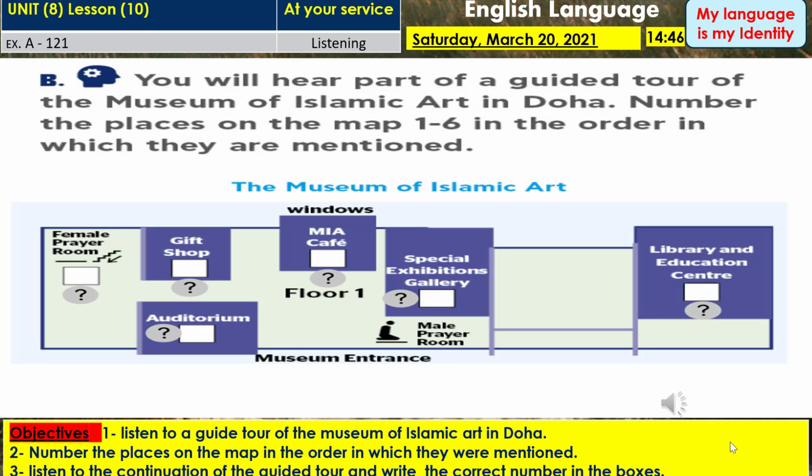8B. Listening. B. You will hear part of a guided tour of the Museum of Islamic Art in Doha. Number the places on the map 1 to 6 in the order in which they are mentioned. Part 1.